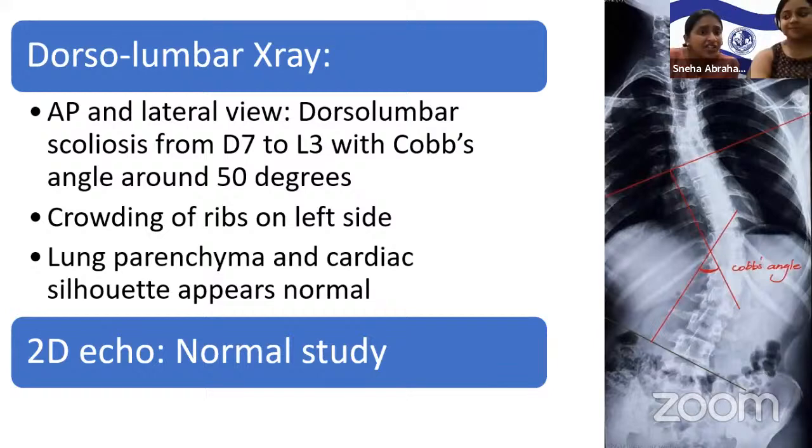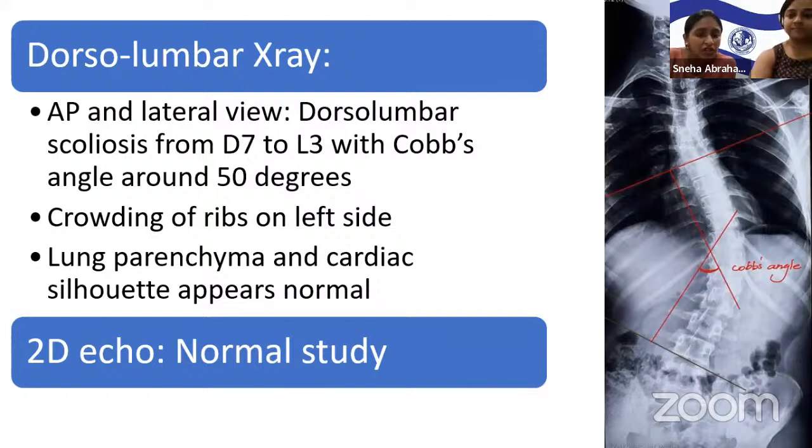The special investigations that we ordered were a dorsolumbar X-ray, performed in the anterior, posterior, and lateral views, which showed a dorsolumbar levoscoliosis from the level of D7 to L3 with a Cobb angle of around 50 degrees. There was also crowding of ribs on the left side. His lung parenchyma and cardiac silhouette appeared normal.